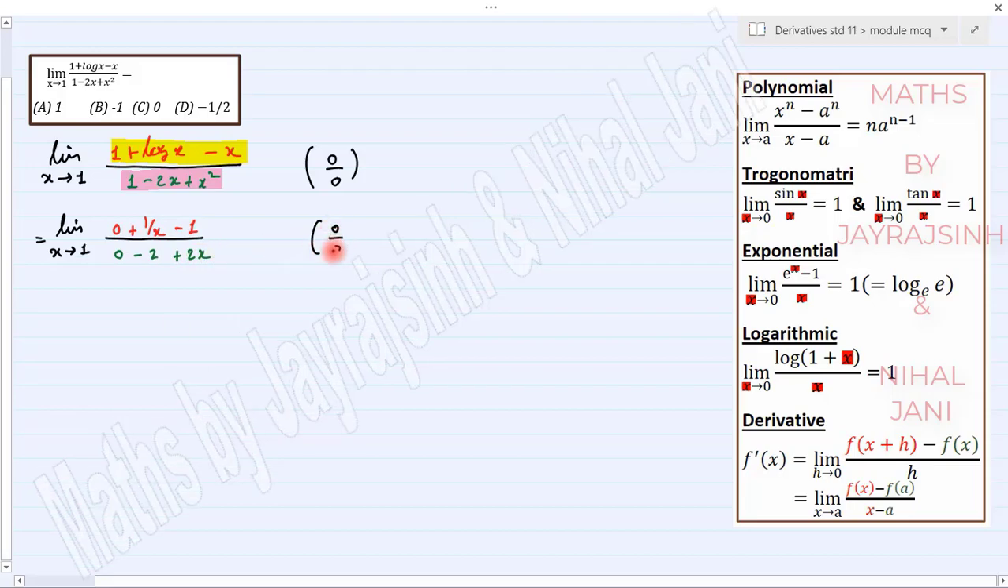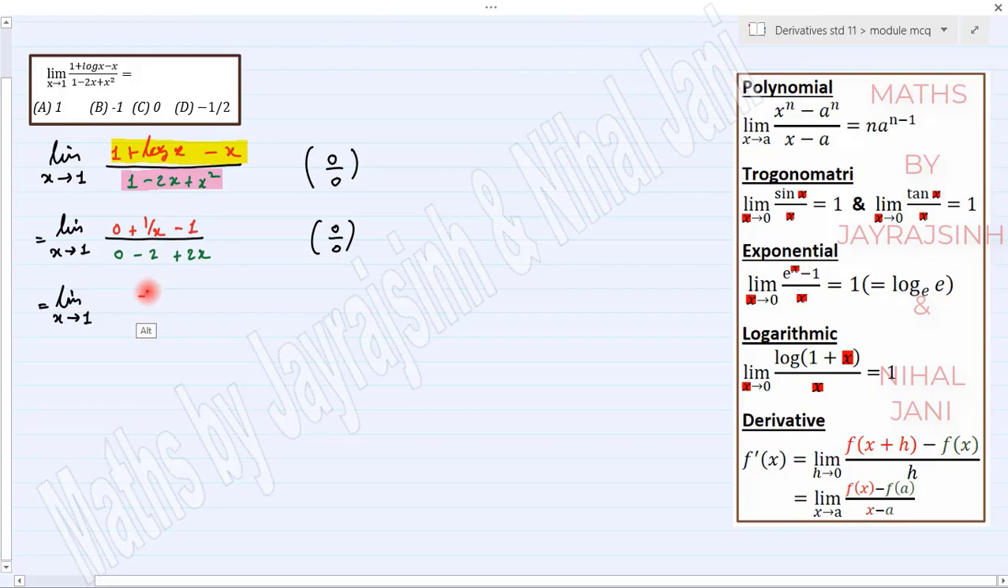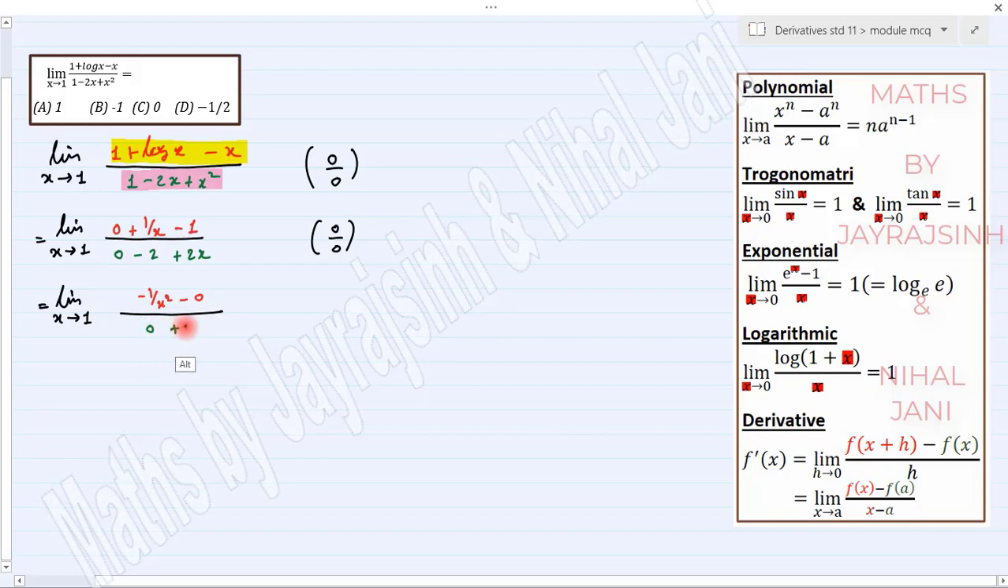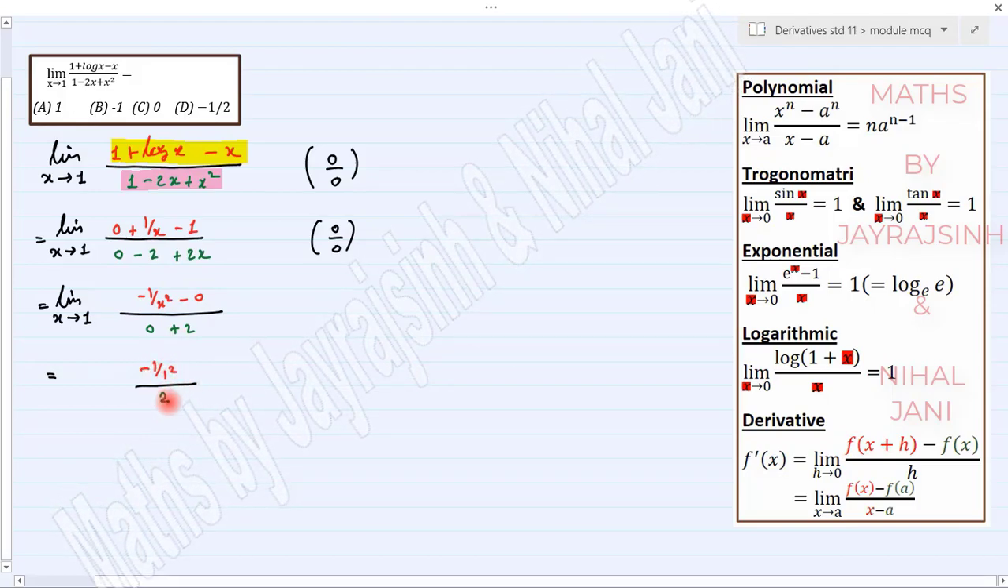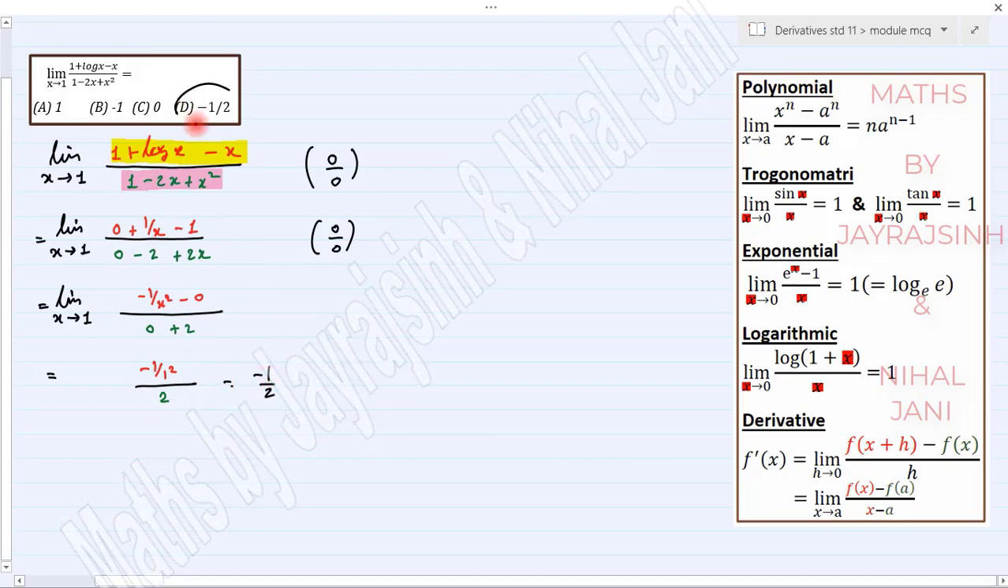Again, we'll get 0 by 0 form. So we can differentiate numerator and denominator individually. Differentiation of 1 by x will be minus 1 upon x square, minus 0, upon 0 plus 2. So finally, we can apply the limit and we'll get minus 1 upon 1 square, upon 2. Or we can say minus 1 by 2 is your answer, which is given in option D.